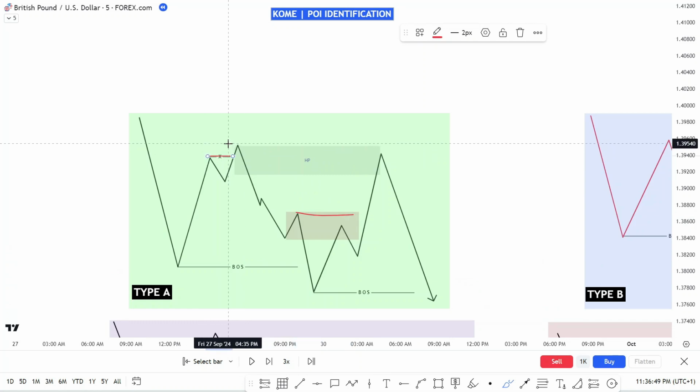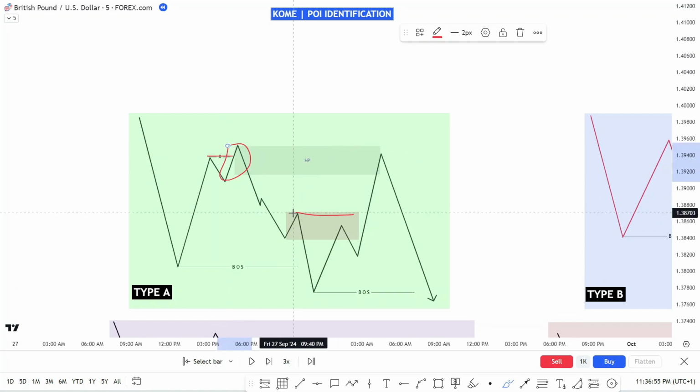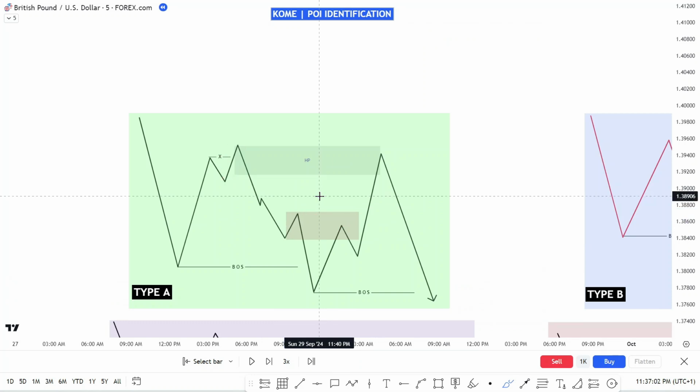So the point of interest that swept liquidity is a high probability point of interest, and the point of interest that has liquidity below it is a high probability point of interest. Of course, there are other variations which I'm going to show us as we move on. So let's go to the type B diagram.